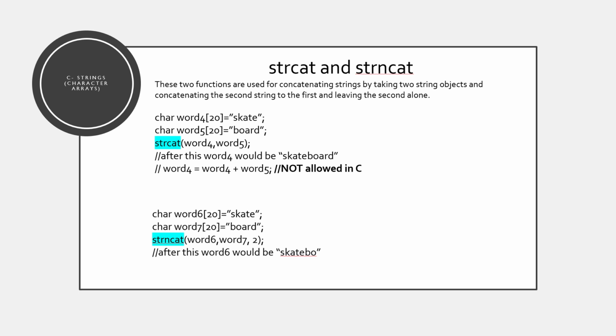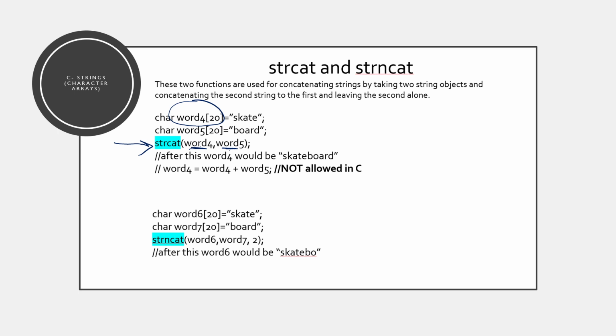All right, so here's the next thing, strcat. This is to add two words together. So what you do here is you pass it two strings. So if I have word 4 is skate and word 5 is skateboard, I just have to make sure that word 4 is big enough because it's declared as a character array. And after that, this is just like taking word 4, adding word 5 onto the end and assigning it back to word 4. So that is going to be skateboard.